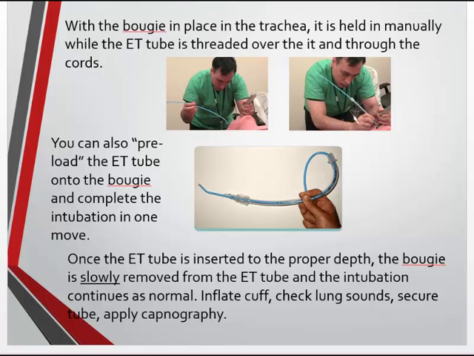Once you get the bougie in the trachea, you're going to hold it manually, and you're going to feed the ET tube over it. So it's threaded over top of it. Basically it's a placeholder. The bougie is in the trachea, the tube goes over the bougie and then goes into the trachea as well.